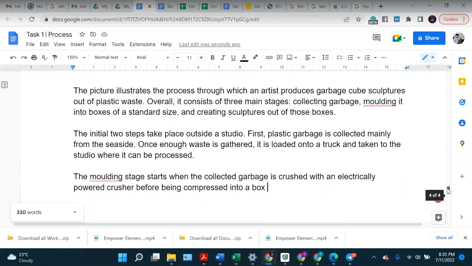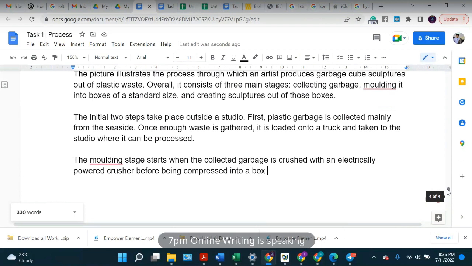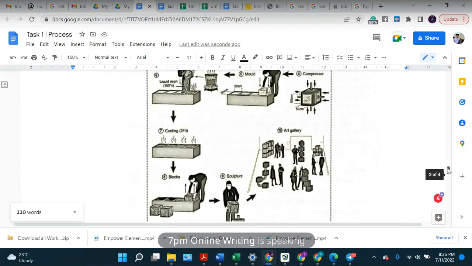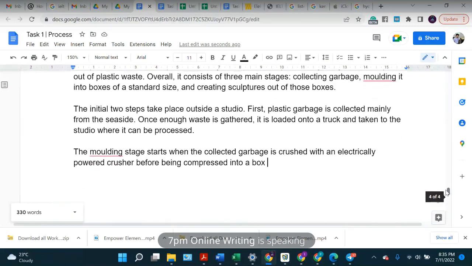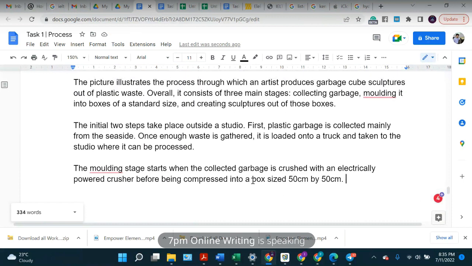Box. Into a box. Sized, okay. 50 centimeter by 50 centimeter. You said something like that, right? Can we say it's a cube? Cube, yes. Cubic box, maybe? Yeah. Cubic box size 50 centimeter by 50 centimeters.